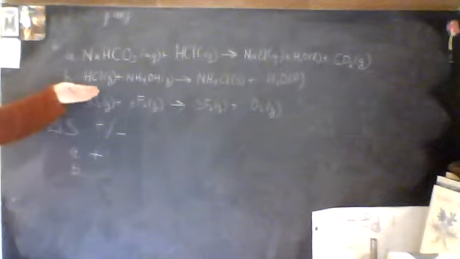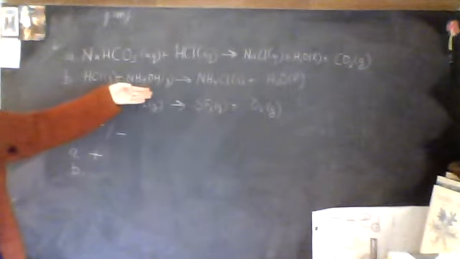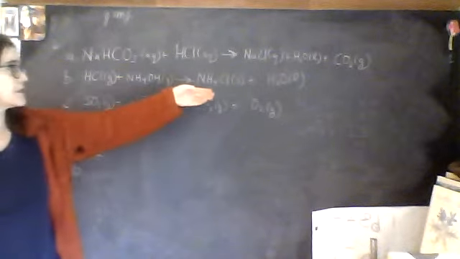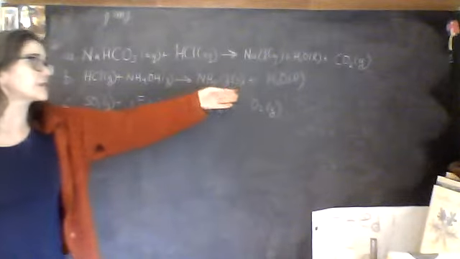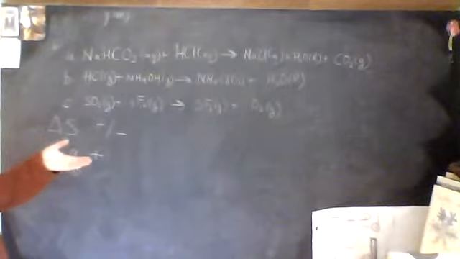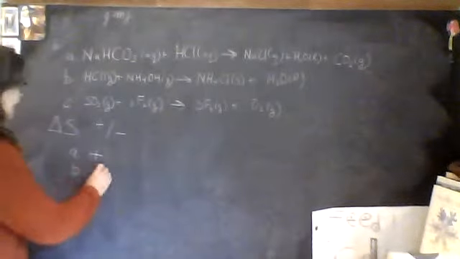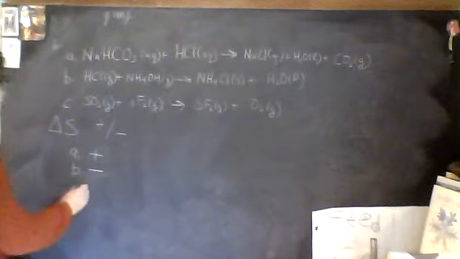How about B? We have this HCl, which is a gas, and NH4, which is ammonium hydroxide, which is a gas, and ammonium chloride, which is a solid, and liquid water. So which side has greater entropy? The reactants side. So this is going to be a negative delta S. Okay, how about letter C?